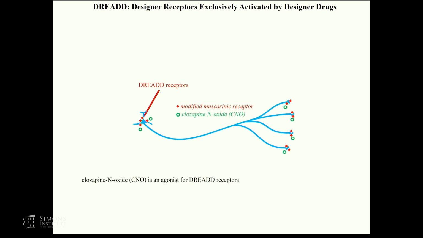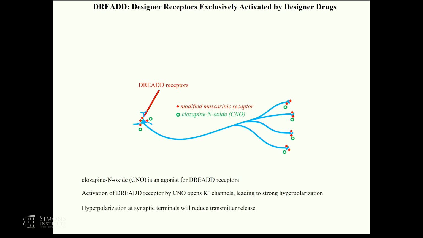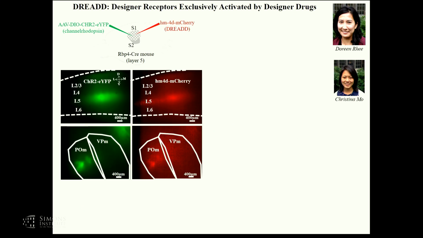The agonist for these receptors is CNO, and when CNO is placed on these receptors or on the cell body, you open potassium channels leading to a strong hyperpolarization, and this will, at synaptic terminals, greatly reduce transmitter release. So that's the idea behind these experiments.